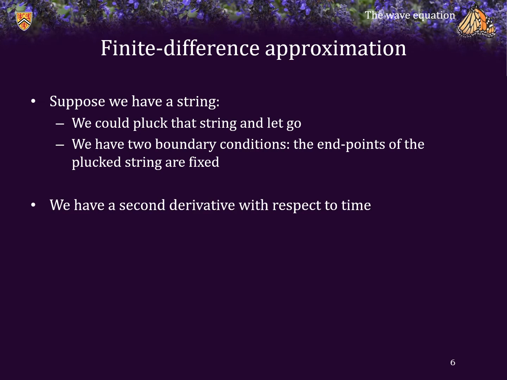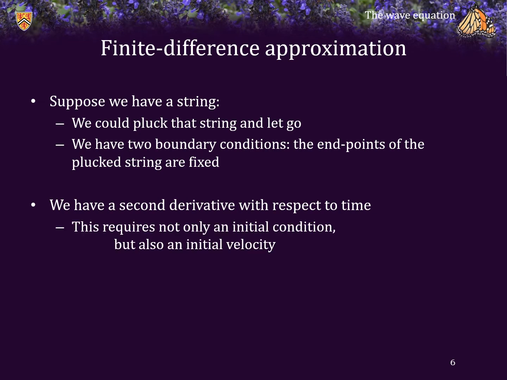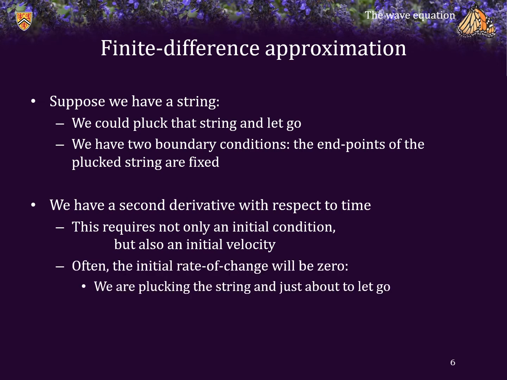However, now we also have a second partial with respect to time. So consequently, not only do we have an initial condition, such as by how much we've plucked the string, but we also have to have an initial velocity of the string. Now, in almost all cases, the initial rate of change or velocity of the string is going to be 0. We are plucking the string and just about to let go, so the string is not moving, or we may, in other cases, start with the string as a flat string that is not currently moving or deformed.